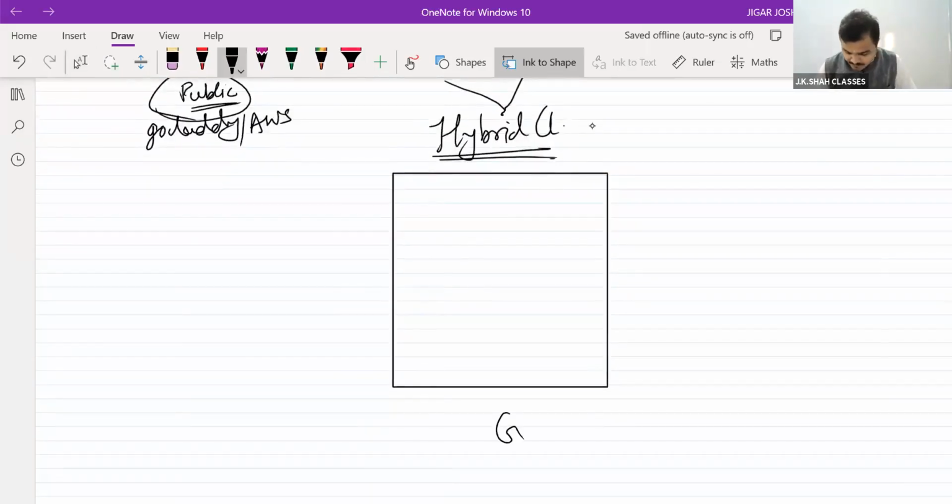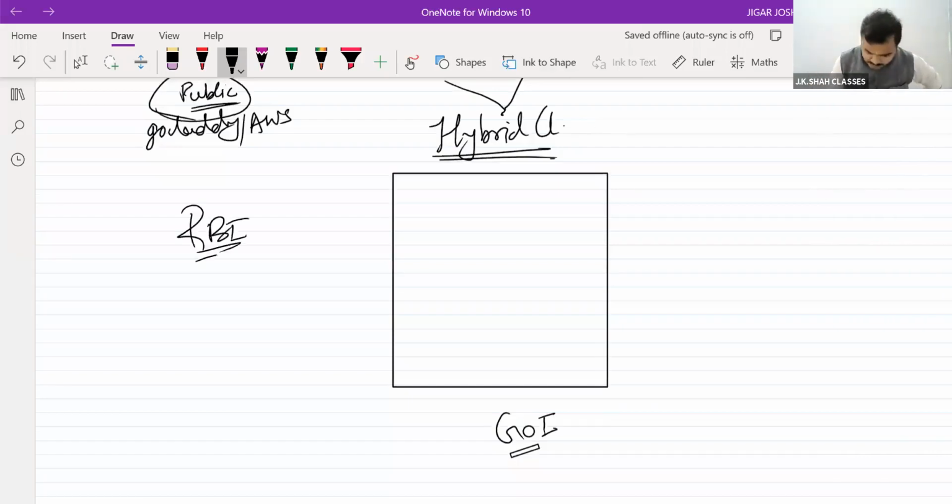I am the government of India. Yes, sir. You are the government of India. We are happy with you. Now suppose RBI comes to me and says, "Government of India, I want my private cloud." I said, okay. Who wants a private cloud? Sir, RBI. If I construct a private cloud for RBI, don't you think it would be too costly? Yes, sir. I have to spend additional resources for everything, additional security. Okay. I was thinking what to do with RBI.